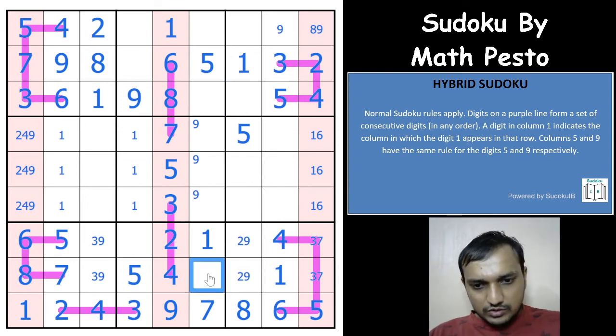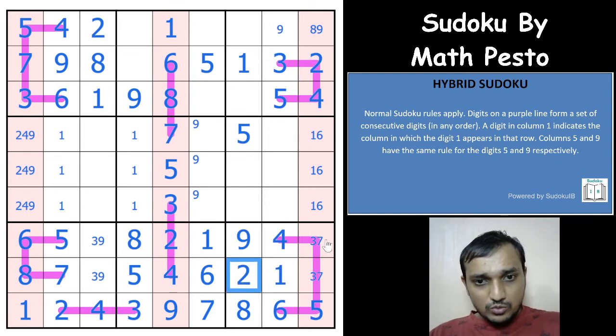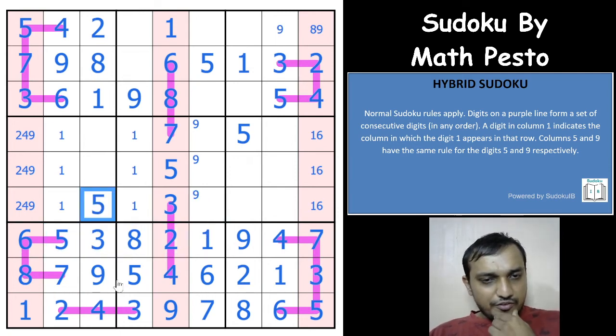6 and 8. So this is 6. That is 8. That is 9 and 2. That is 7 and 3. That is 9 and 3. We have done all this for now. This cell would have to be a 5.